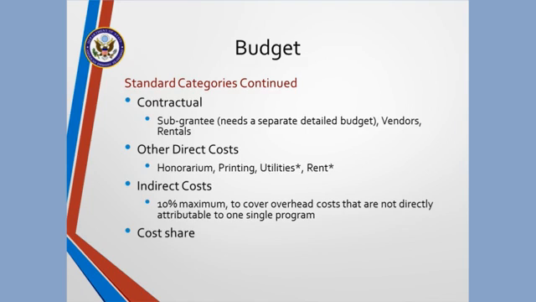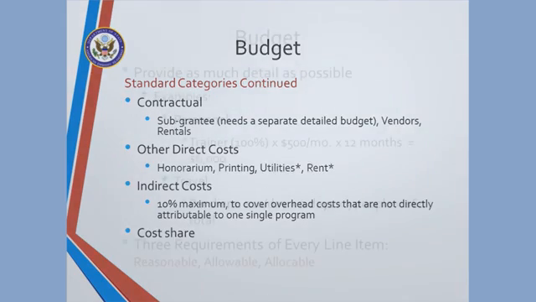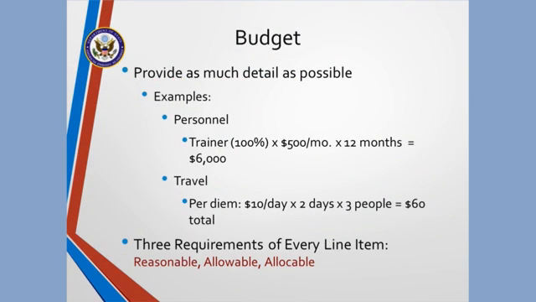Again, applicants must provide as much detail as possible, so it's easier for the reviewing committee to understand how costs were constructed. The applicant must keep in mind that all costs are reasonable, allowable, and allocable.